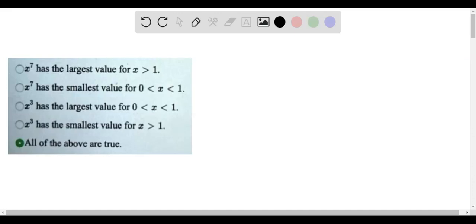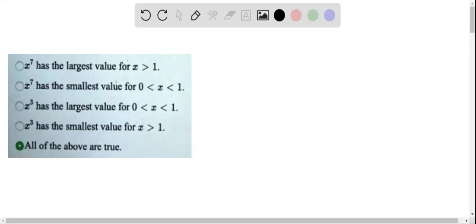We now choose the statements which are true out of these given statements. So I'm going to verify each statement one by one and decide which statements are true. First, let's consider this statement, that is x power 7 has the largest value for x greater than 1.